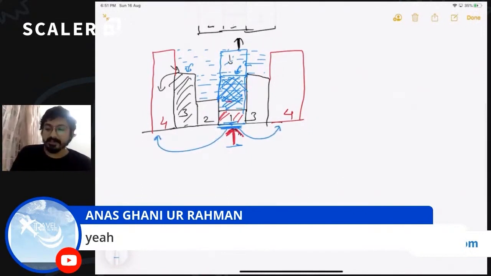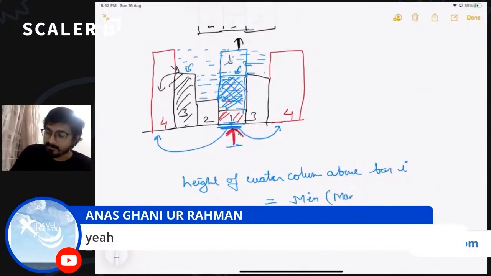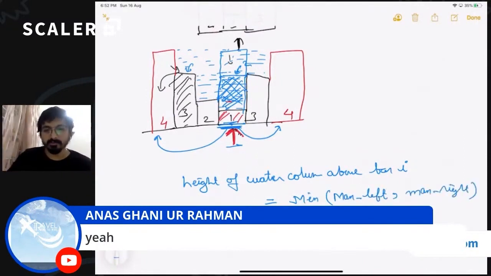So if I have to identify the height of this column, the height of the water column above bar i is equal to the minimum of the maximum bar on the left side and the maximum bar on the right side, minus the height of bar i. So if this is my ith bar, the water column trapped above this bar is the minimum of the maximum of left and the maximum of right, minus the height of this current bar.